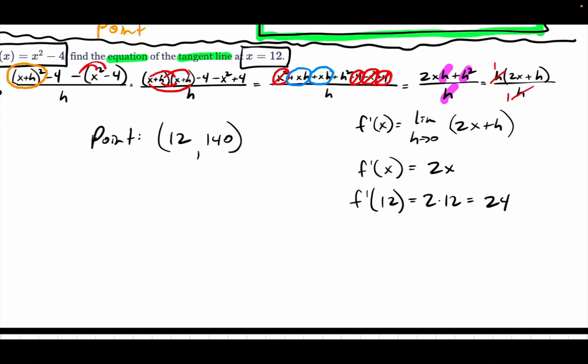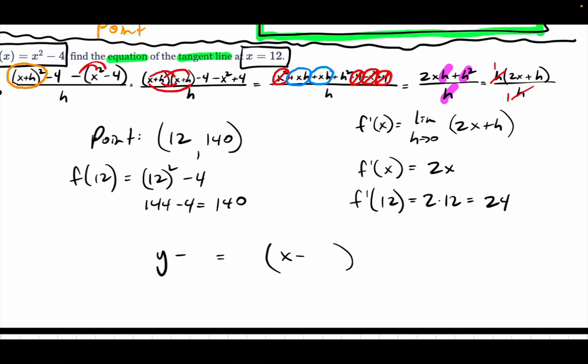Because f of 12 equals 12 squared minus 4. 144 minus 4 equals 140, yeah. So right 12, up 140. So the point would be 12, 144. That's the point, right?